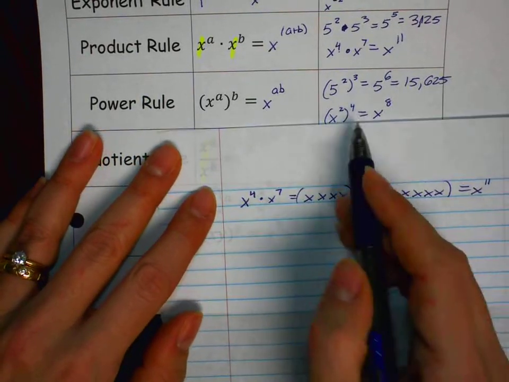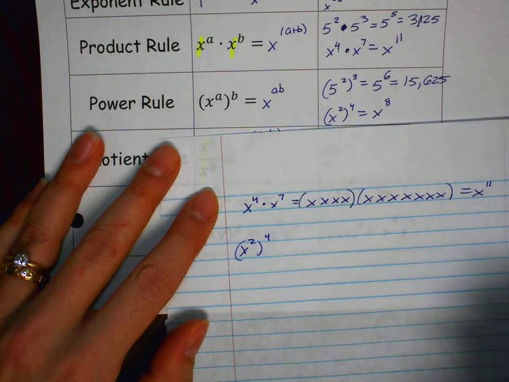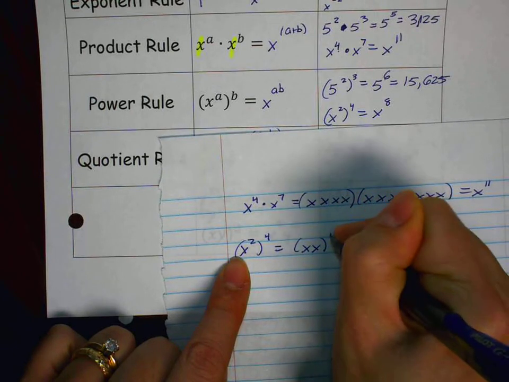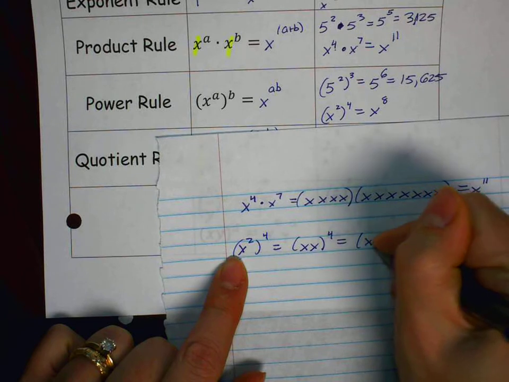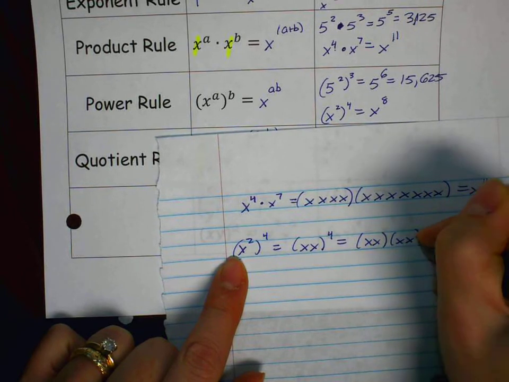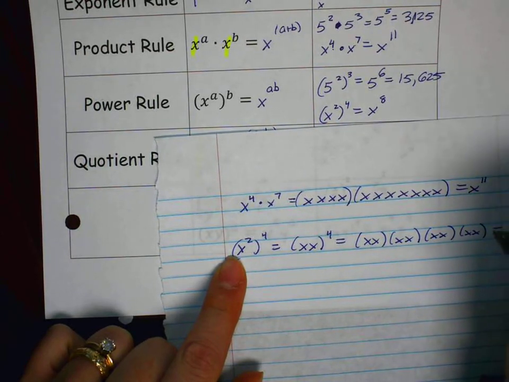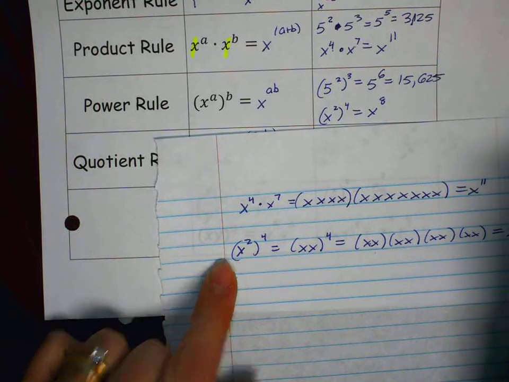Same thing with this problem, x squared to the fourth. If I expand x squared, that's x times x, to the fourth means I do it 4 times. So x times x 1 time, 2 times, 3 times, and 4 times. And now when I count these up, I can see 1, 2, 3, 4, 5, 6, 7, 8. It's x to the 8th.